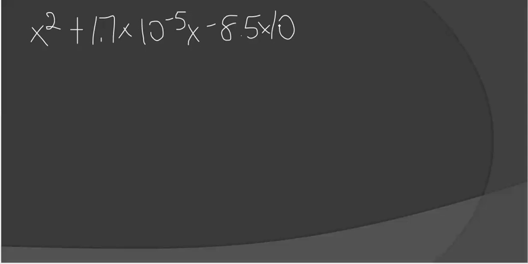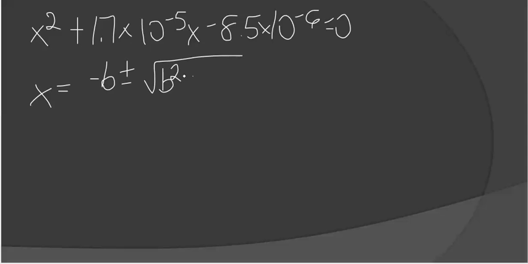x squared plus 1.7 times 10 to the negative 5 x minus 8.5 times 10 to the negative 6 equals 0. So when I simplify the Ka, it comes out to a quadratic. Well, the quadratic is x equal to negative b plus or minus the square root of b squared minus 4ac, divided by 2a. And I will assume that you know how to solve the quadratic. You're going to get two answers. Only one is going to work for us.